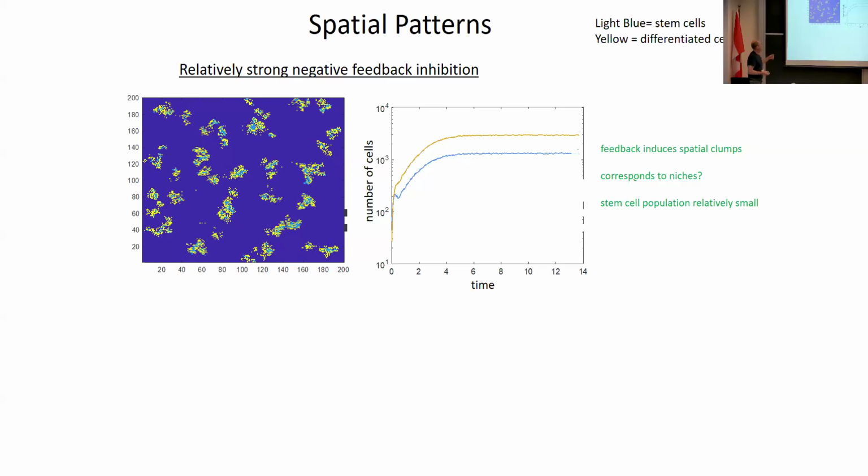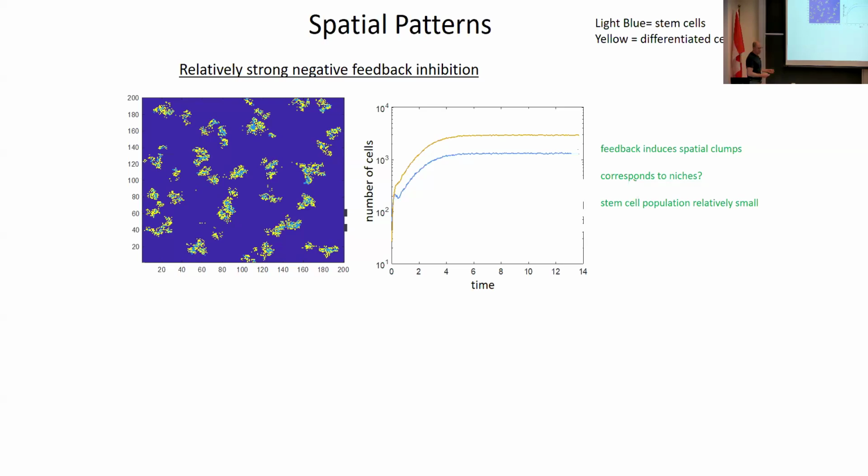So one thought is that maybe the feedback here leads to pattern formation that could give rise to these specific niches, although that's a speculation rather than anything else. And I would like to point out that the numbers look reasonable here. You've got stem cells that are in the minority, and you've got differentiated cells that are in the majority. This is how a healthy state looks.